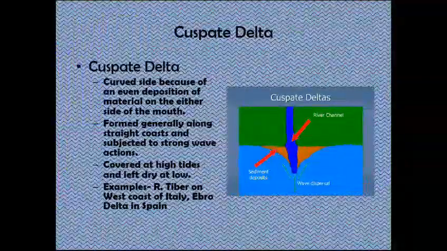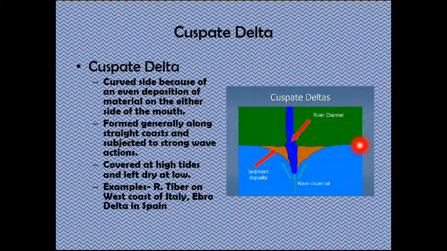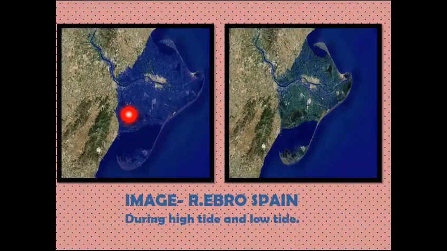Next we have Cuspate Delta. It forms basically near the straight coastline. We can see this is a straight coastline and this is the stream. Here sediments get deposited more or less equally on both the sides. Here we can see the sediment deposits. This region is normally covered by seawater during the high tide, and it's dry during the low tide. Here we can see an example of River Ebro of Spain. This area is submerged in water during high tide, and this area is revealed during the low tide. Here this is the sediment deposit. It's not exact 50-50 deposit, but more or less it's an equal deposition.